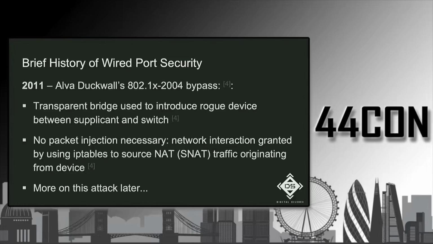Later that year, this is one of those cases where two researchers came up with something very similar, working in parallel and not even knowing it. Alva Duckwall released his own 802.1x-2004 bypass that also used a transparent bridge to introduce the rogue device between the supplicant and switch. But the cool thing about Duckwall's implementation is it didn't need packet injection, because he just used iptables to create a source NAT so that all traffic originating from the rogue device would appear to be coming from the supplicant. So that was a much simpler implementation.